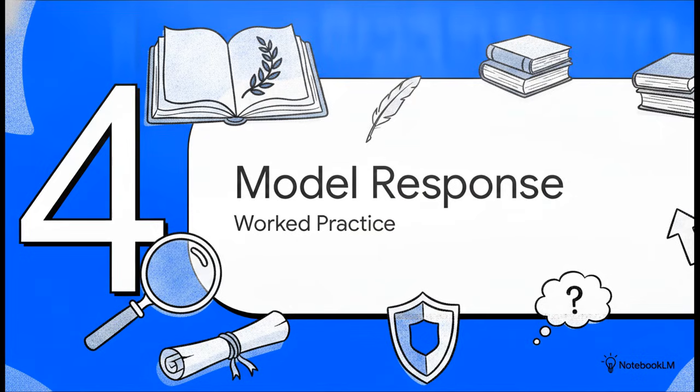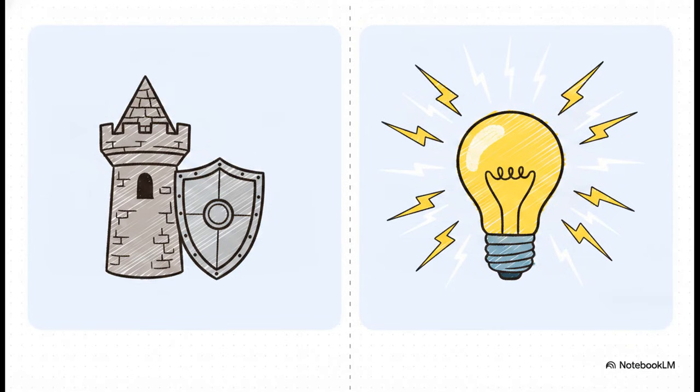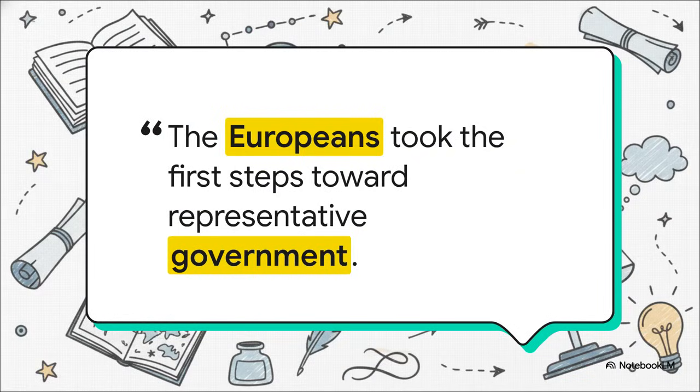Section 4. Model response. Worked practice. So, how do we actually apply all these tools? Let's set up a comparison. On one side, we have our medieval baseline from Unit 1, right? Europe taking those very early, super slow steps toward representative government. On the other side, we contrast that directly with our early modern disruption from Unit 2, where the Enlightenment introduces completely new, truly revolutionary political ideas. I want you to keep this massive clash of eras right in the front of your mind when you sit down to write. Let's look at what a top-tier model paragraph sounds like.